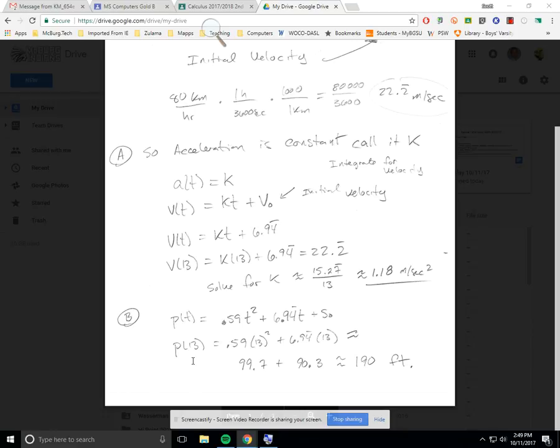So now I had to find P of 13. P of 13 would be 0.59 times 13 squared, plus 6.94 times 13. Everywhere we find a t, 13 goes in. It worked out to about 190 feet.